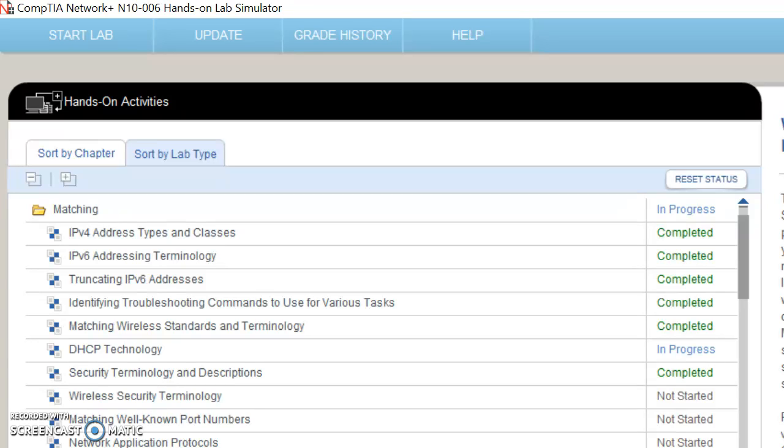There were some great resources out there that came up, especially if I just used the title of the lab, like identifying troubleshooting commands to use for various tasks, truncating the IPv6 addresses, and the addressing terminology, a lot of those things.